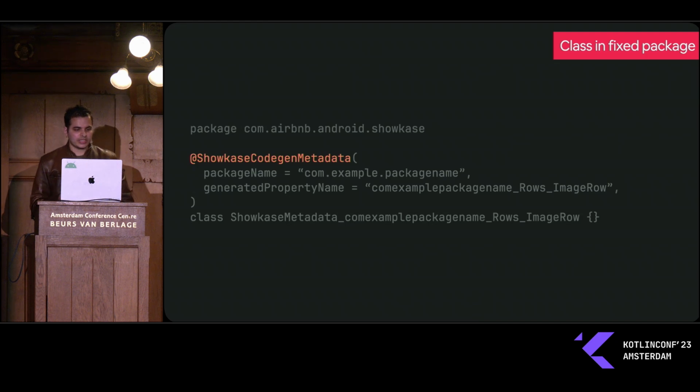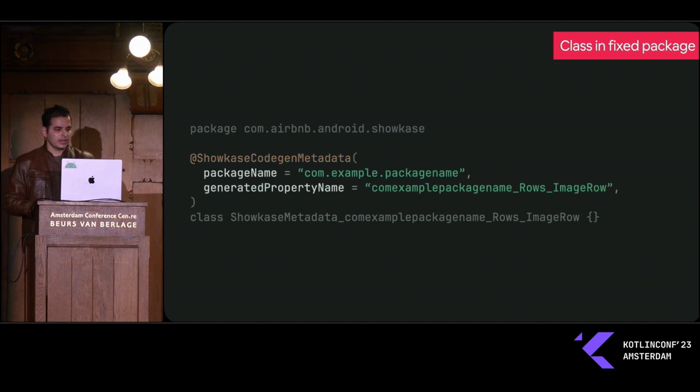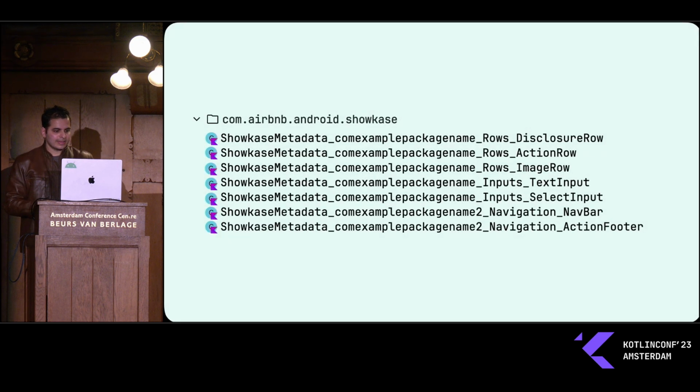And what I'm doing now is I'm annotating this class with an internal annotation. I'm calling it Showcase Code Gen Metadata. Again, name not important. But I'm using this to store the two things that I really need to uniquely reference that property. And all I need is the package where that property was inserted and the name of that property. And with that, I can uniquely reference every single property that we previously saw. And this is essentially what it looks like in that fixed package location.